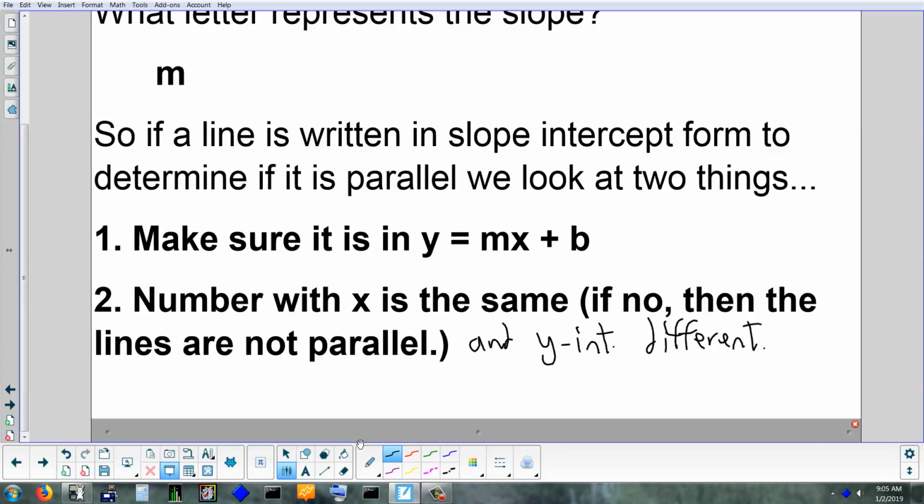So again, big thing, whenever we're looking to see if a line's parallel, whether it's this year, next year, or your junior year when you have geometry, you always want to make sure it's in slope-intercept form. You always want to make sure y is by itself. Look at that number with x. If it's the same, you get a chance, as long as the y-intercept is different. All right?